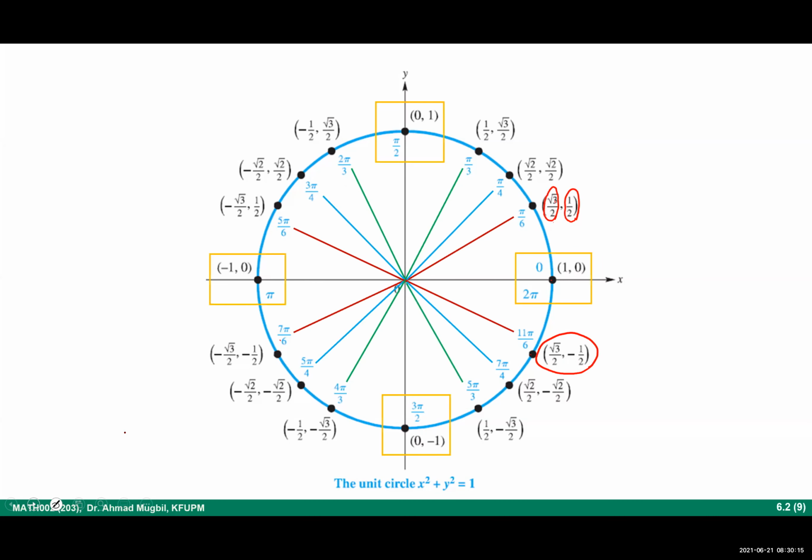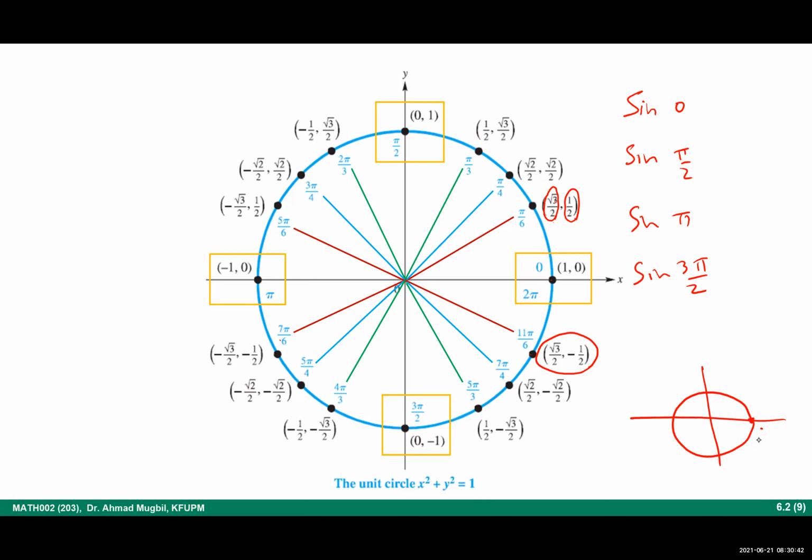What is interesting, and I'd like to mention, is these angles: 0, pi over 2, pi, 3 pi over 2. It is easier, shabab, to remember the values of these. So if someone asks you, what is sine 0? What is sine pi over 2? For example, what is sine pi? What is sine 3 pi over 2? It is not difficult. Just draw a circle, a unit circle.